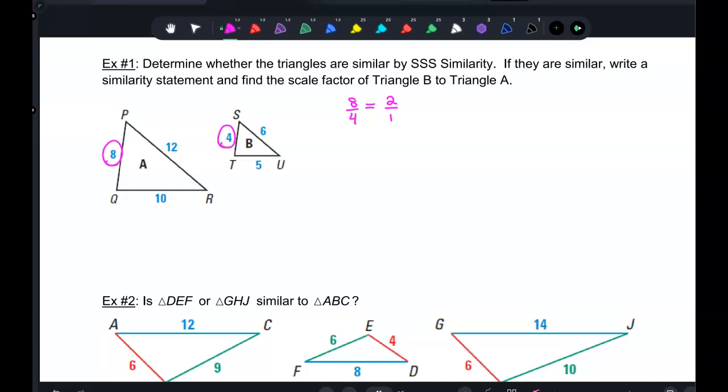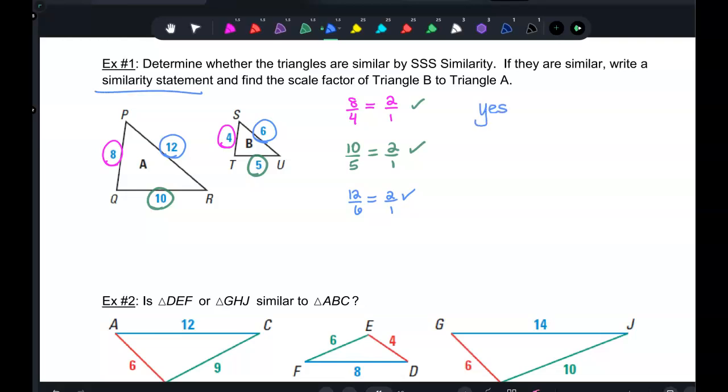What would 10 have to correspond to? 5. Is 10 over 5 also 2 over 1? Yeah, so far we're good. But we have to check all three sides. So 12 and 6. Yeah. Okay, so if they are similar, so our answer here is yes.